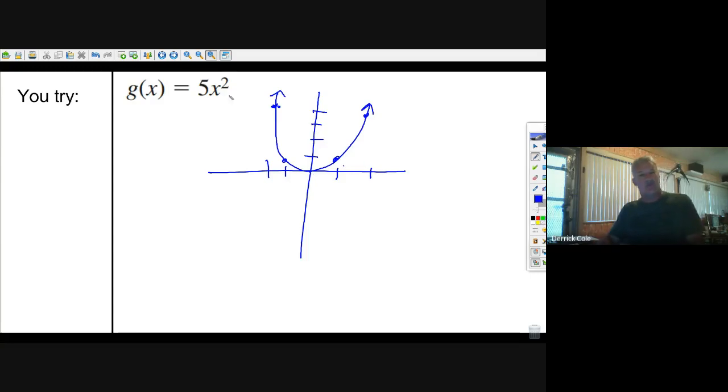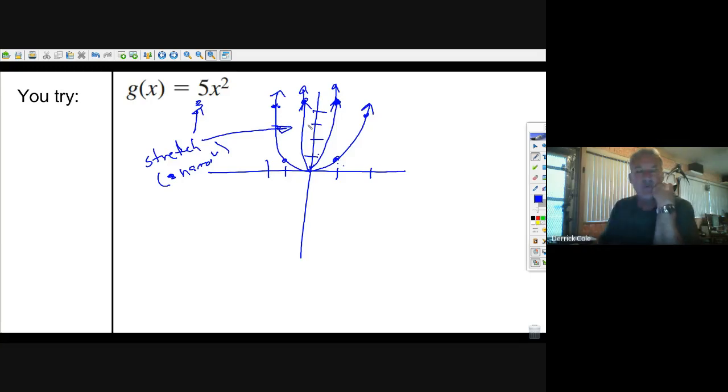All right. What do you think this guy's going to do? Well, he's going to open up, and he's going to be a stretch, which means skinny, narrow. So it's going to be inside here. It's going to go way up really fast. So if I plug in 1, what do I get? 1 times 5. I get 5. So instead of hitting 1, 1, it's going to hit 1, 5, and then it's going to go up from there. So look at the difference. It's a vertical stretch because it's inside here. It's tinier. It's narrower. Vertical stretch.